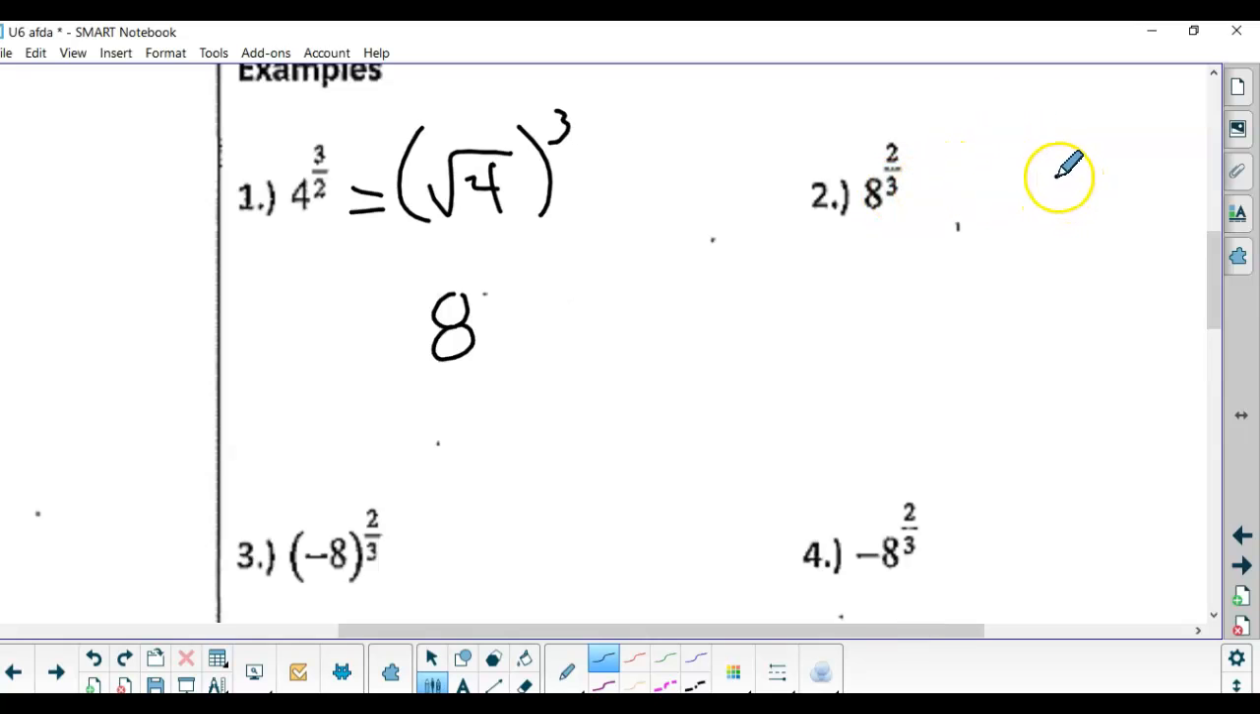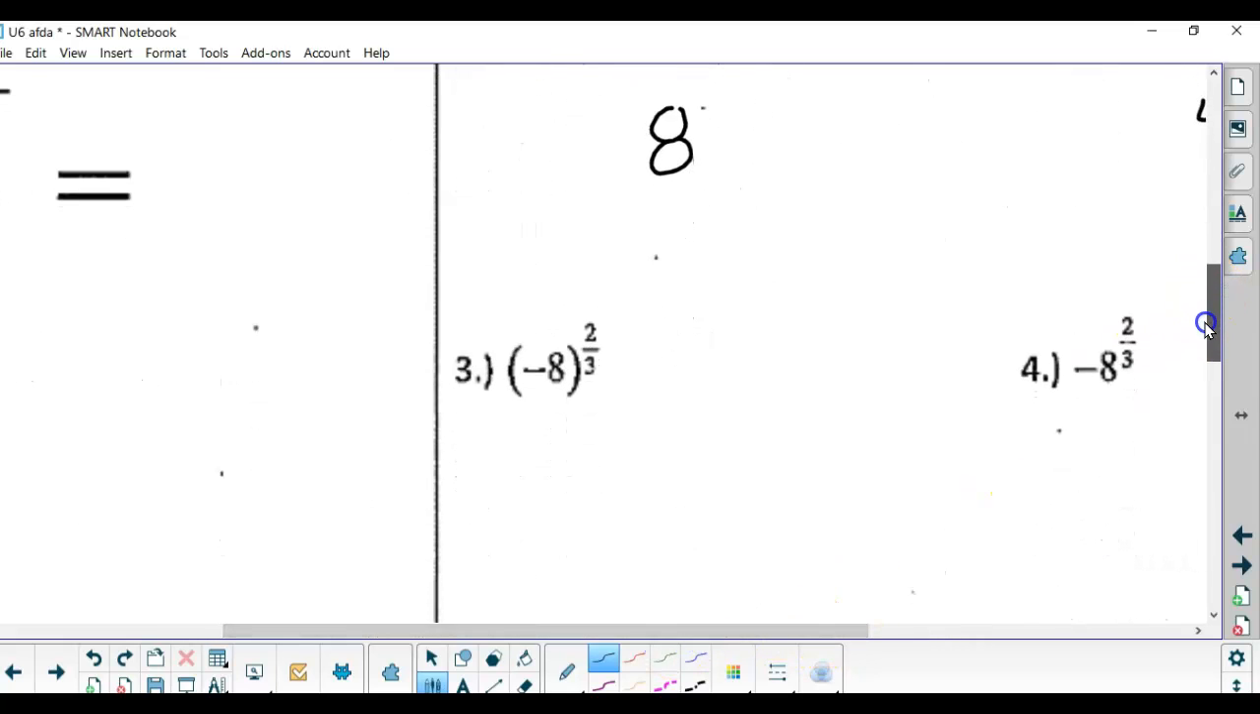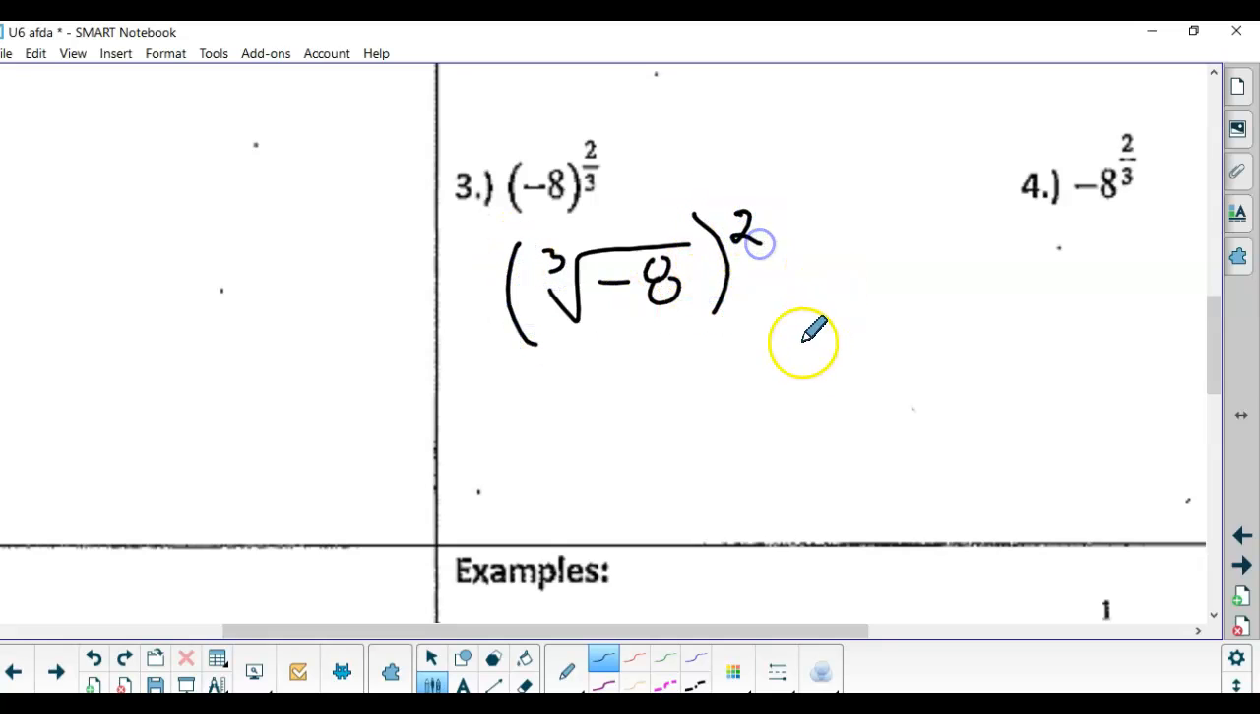Okay, let's look at 8. Now we need to take the cube root of that and then square it. So the cube root of 8 is 2, squared is 4. So here we go with negative 8. Let's go ahead and take the cube root of negative 8. And then we got to square it. So that's negative 2 squared. That's just going to give me 4.